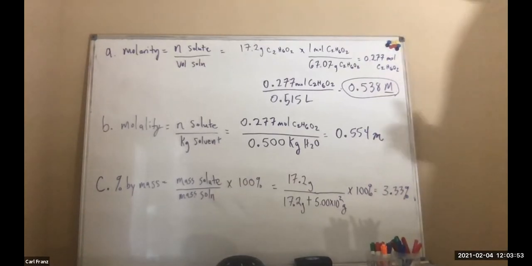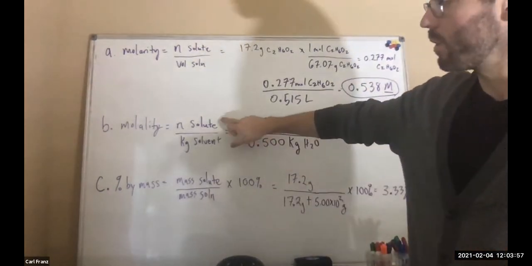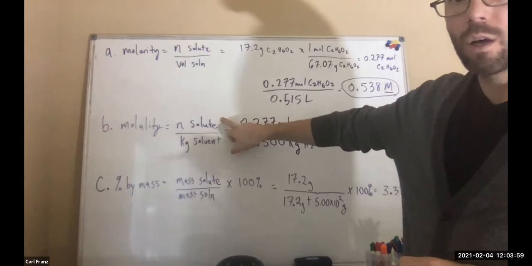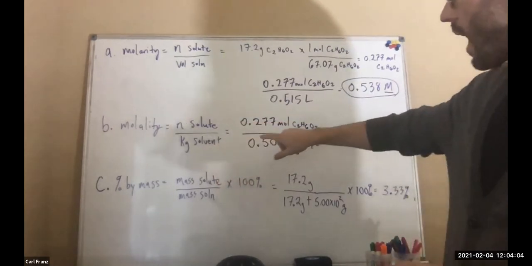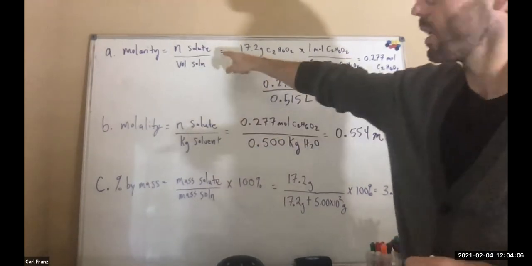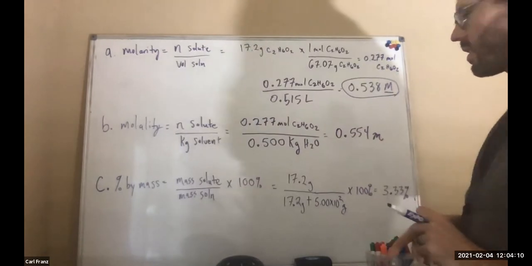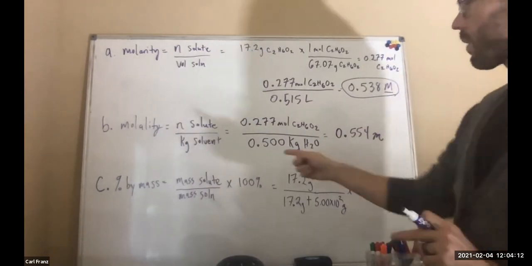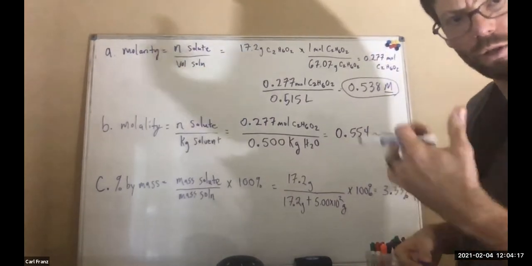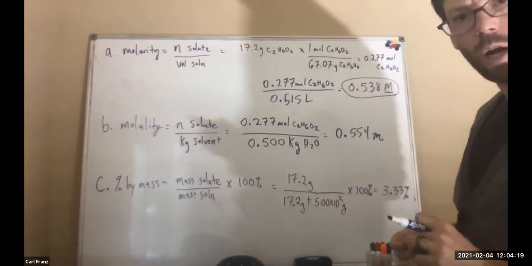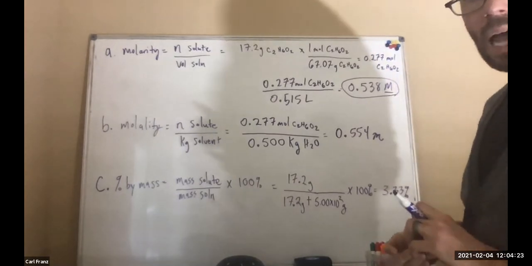If we wanted to express this information in molality, remember that's going to be the moles of solute over the kilograms of solvent. We already have our moles of solute because we calculated it for A. So we take 0.277 moles over 0.500 kilograms of H2O, which was another piece of information in that problem. And we get 0.554 for our molality.